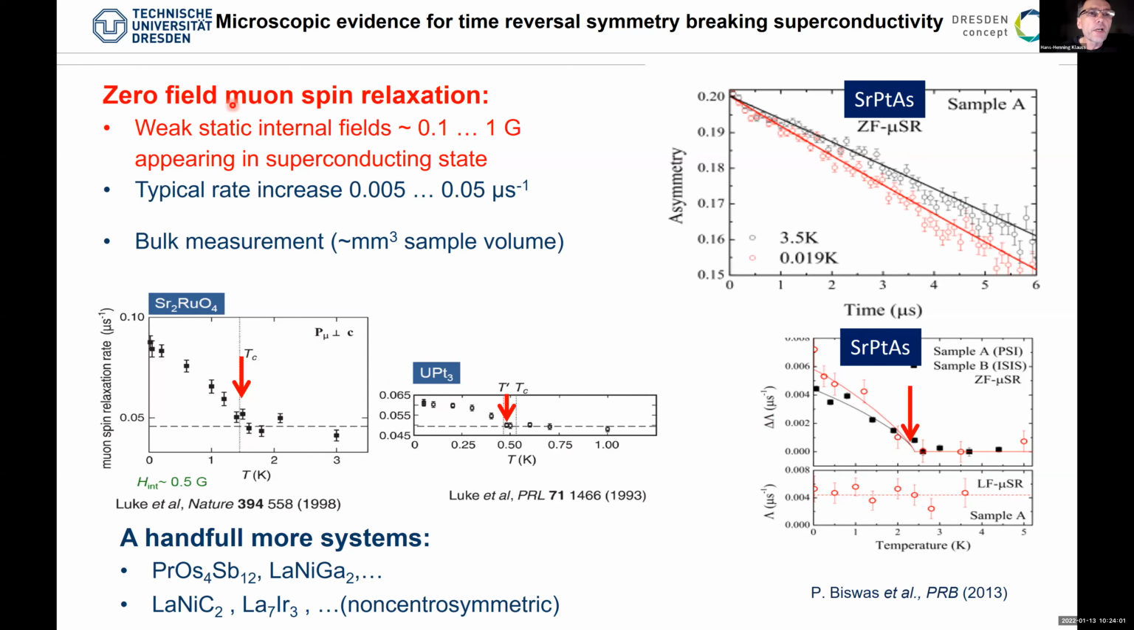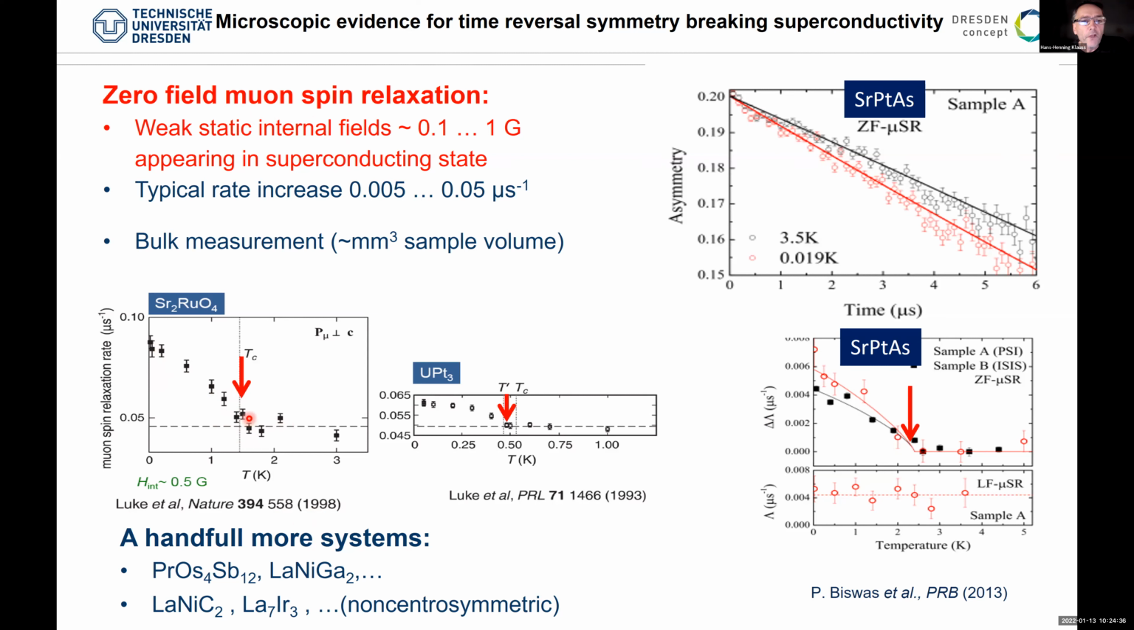So why do we do that? Why is muon spin relaxation a good way to test it? Certainly with muons, we can measure the superconducting transition. And this is one of two methods to detect the very weak internal magnetic fields in the time reversal symmetry breaking state. We have seen that already yesterday. And for strontium ruthenate, this famous sample, the first work was done by Graham Luke 24 years ago already. He could show that right at TC, the muon spin relaxation rate starts to increase.